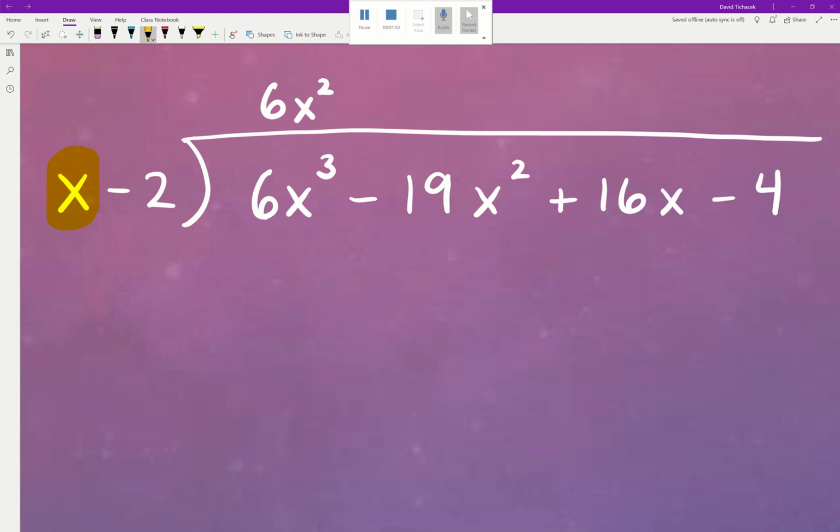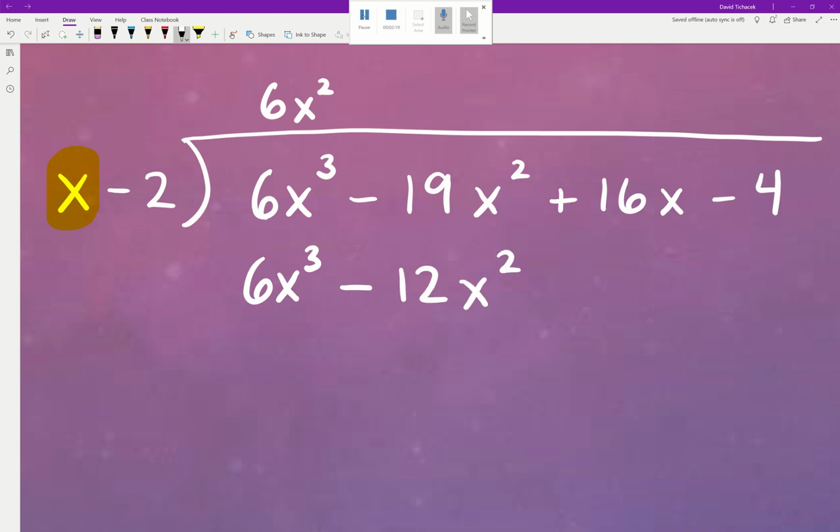Okay, and then the idea of what to do next in the algorithm is to distribute the 6x squared to both terms of your divisor, and then you're going to write the result right here below the first two terms of the dividend here. Okay, and so let's go ahead and actually do that, right? So 6x squared times x, of course, is going to give us the 6x cubed, and again, we did that on purpose so that those would identically match. You're going to see why in a second. And then 6x squared times negative 2 is, of course, going to give us negative 12x squared.